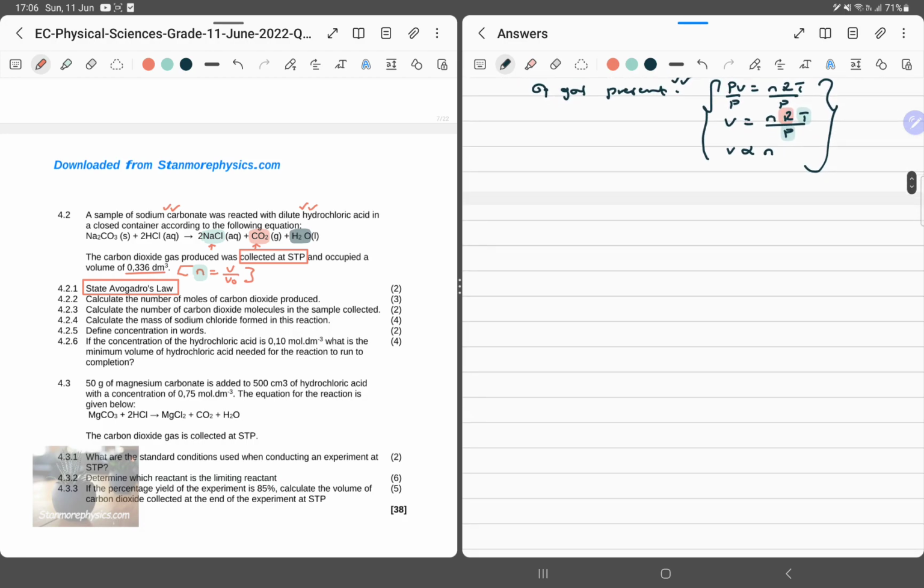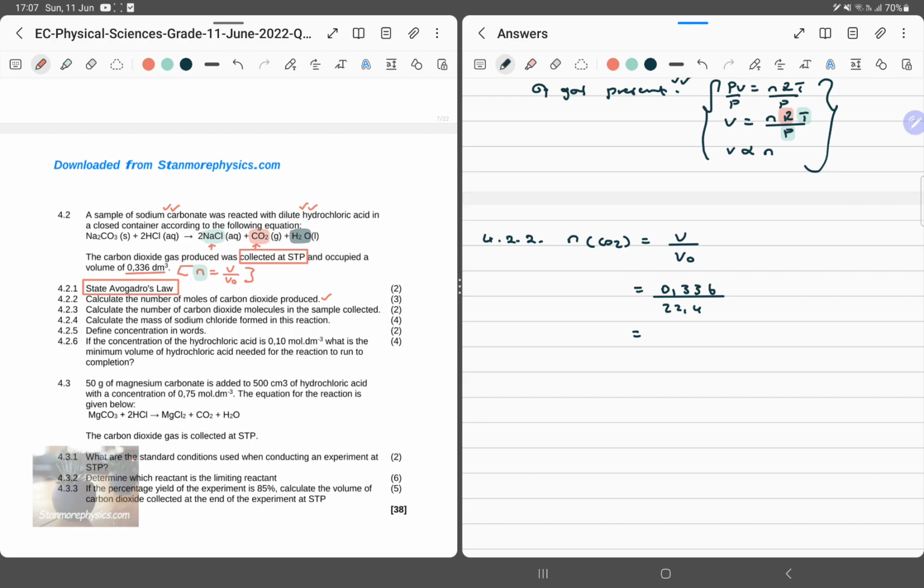Easy stuff. So let's see, 4.2.2. It says now calculate the number of moles of carbon dioxide produced. 3 marks, pretty easy. So we know that the number of moles of CO2 is going to be the volume we obtained divided by the molar gas volume at STP. So we got 0.336 divided by 22.4 decimeter cubed, and it will give us the number of moles.